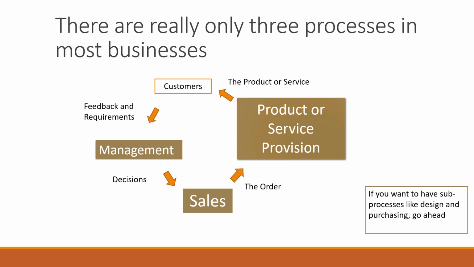Then there's a sales process, and the output of the sales process is the order. And then production takes that order and then does the product or does whatever that service is, and then you send it to the customers and you get customer feedback. And then the management analyzes that and makes more decisions. So if you want to have sub-processes in this, like design and purchasing, you can go right ahead. But it's not necessary, and this is pretty close to being in conformance with the ISO standard.